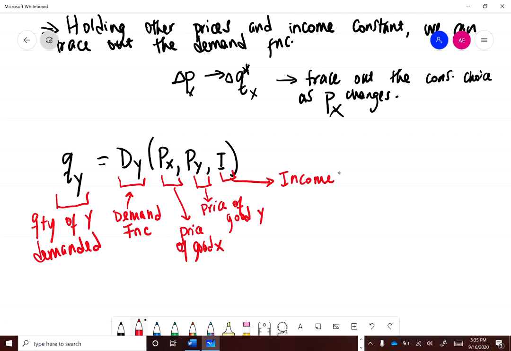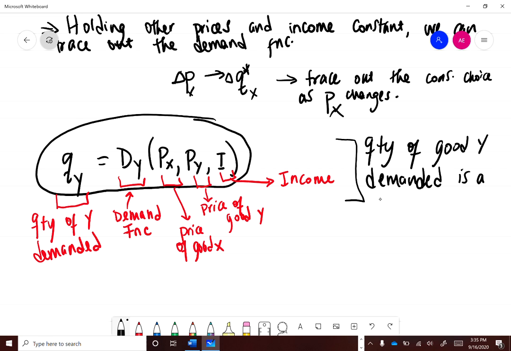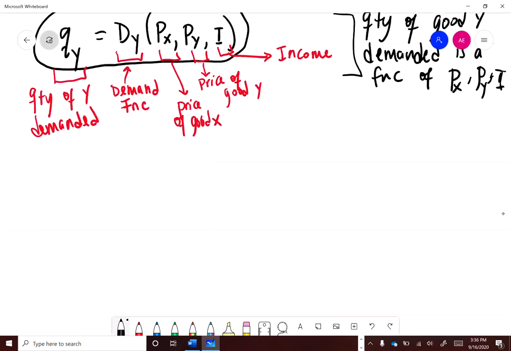All right, so what this equation here is saying is that the quantity of good y demanded is a function of P of x, P of y, and what's that last thing? Yep, that's right, I, which we know is income. Okay, so we've reviewed that. Let's go ahead and consider a scenario.